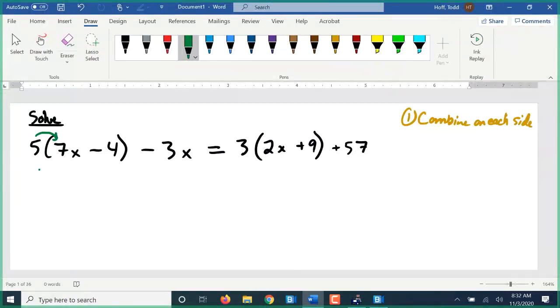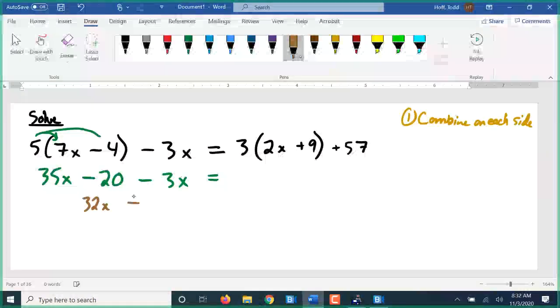5 times 7x is 35x. 5 times negative 4 is negative 20. We still have that negative 3x there. Now there's still more we can combine over there. So let's keep combining. We've got 35x minus 3x is 32x, and we have the negative 20. That is all that we can combine on the left side.